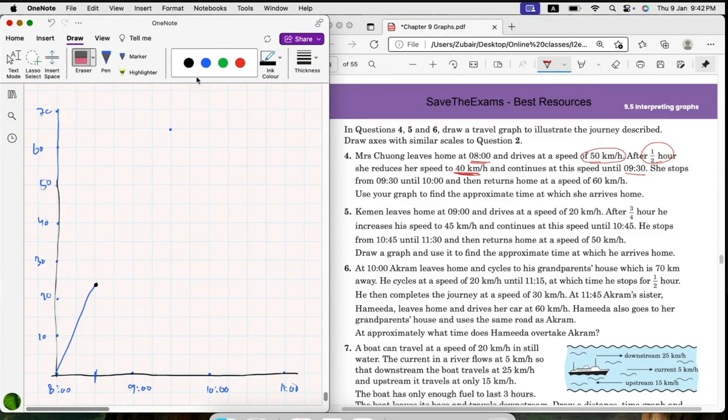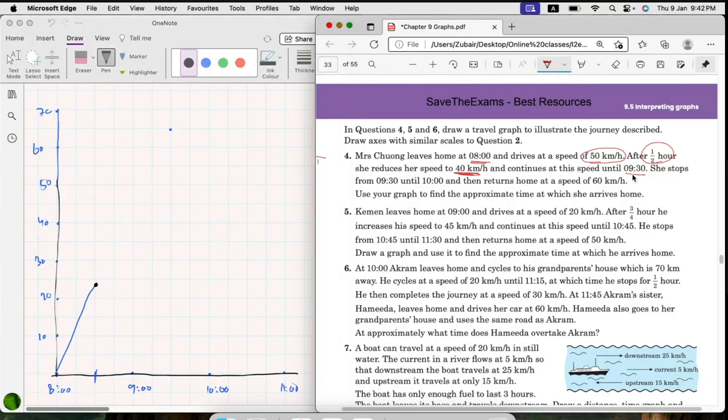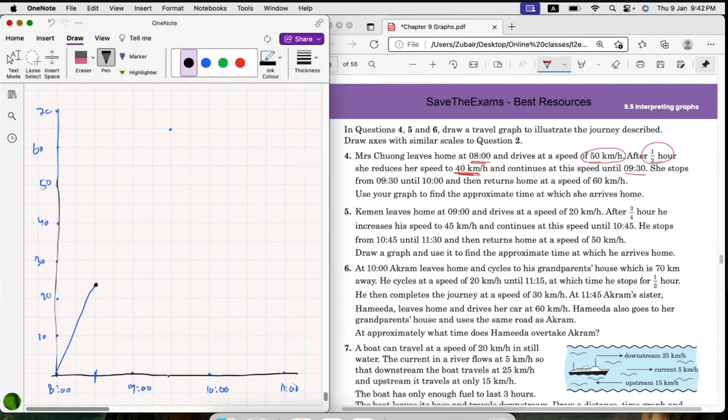Now we will join these two and draw the line till 9:30. And this is exactly 9:30. So 8:30 to 9:30, we are going to draw it completely. The black line is actually less steep than the blue. Blue is covering 25 kilometers in half an hour, and black is covering 20 kilometers in half an hour. Black is less steep, blue is more steep.